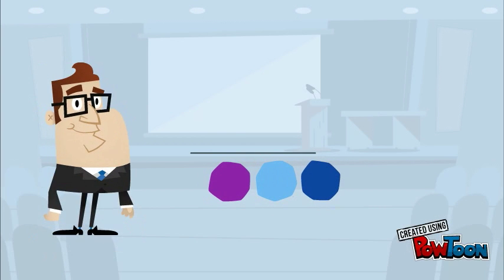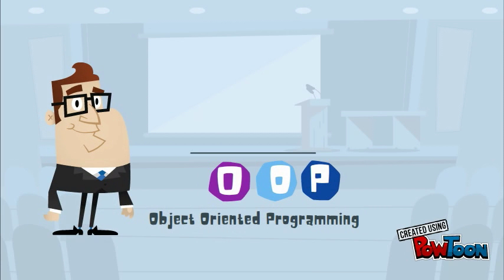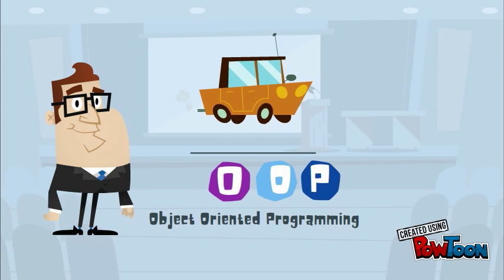Now let us talk about another type of programming paradigm, object-oriented programming. Object-oriented programming is a programming paradigm based on the concept of objects, which may contain data in the form of fields, often known as attributes, and code in the form of procedures, often known as methods.